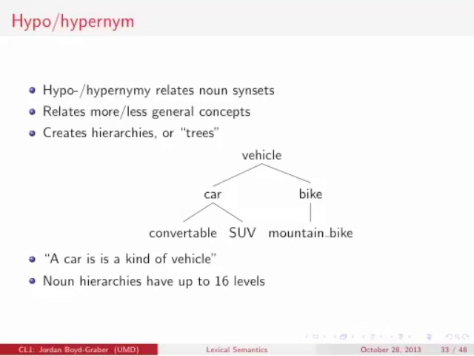So the most common form of relationship in WordNet is called the hypo-hypernym relationship. So hypo going down, hyper going up. And this relates more and less general concepts. So for example, car is a specific kind of vehicle, a convertible is a specific kind of car. This is often called an is-a relationship. So a car is a vehicle, a SUV is a car. And this forms a hierarchy of about 16 levels in WordNet among the nouns.